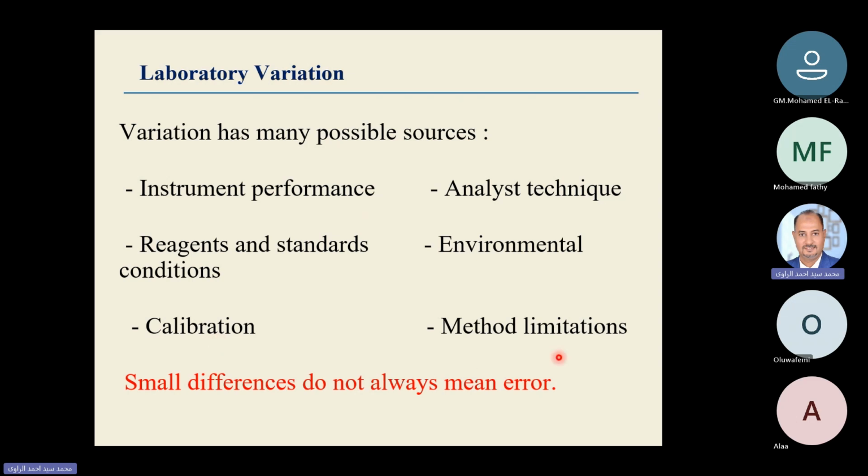Also, the method limitation. Every method, we calibrate our instrument in a certain range, with limit of quantification and limit of detection. If the result is out of this limit, there could be variation in the result. So sometimes small differences do not always mean error. How can we judge that? How can we decide if this small difference affects our result or it's normal, no problem? We should use statistics in calculation.